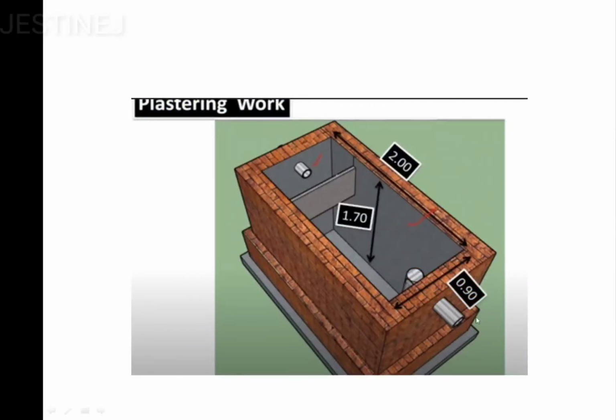Then coming to the next case, that is regarding the plastering work. The plastering work you have to do over the inside portion and also the bottom surface. So from this diagram, you can clearly observe that the length is going to be 2 meter, height is going to be 1.7, that you have to reduce. That is 1.7 you will get by reducing the slab height and also the sloping surface.